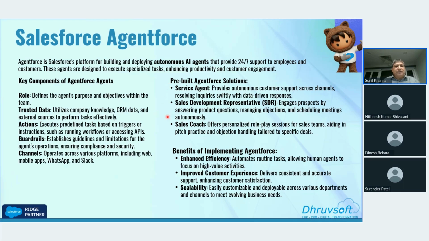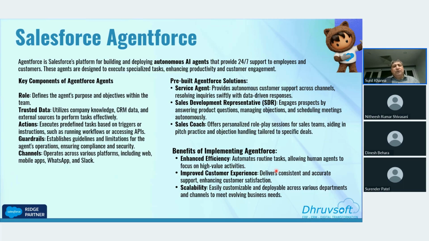Agentforce also comes with some pre-built solutions for sales and service. Some of these include a service agent or a sales development rep actually, or even a sales coach which can offer personalized role plays of interaction with the customer. So those are some of the pre-built solutions which are already there. And on top of this, you can create your own autonomous AI agent. And the benefits that you get with Agentforce include the quick time to market actually. If you want to come up with your agent in a very short time, even in 1 to 2 weeks, you can come up with an agent and launch that particular agent.